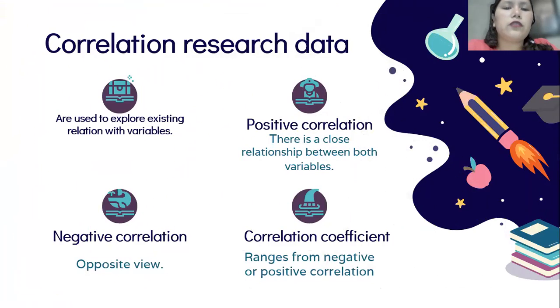The correlation research data are used to explore existing relations with variables. The positive correlation refers that there is a close relationship between both variables, and the negative correlation is the opposite view. And the correlation coefficient refers to a range from negative to positive correlation.